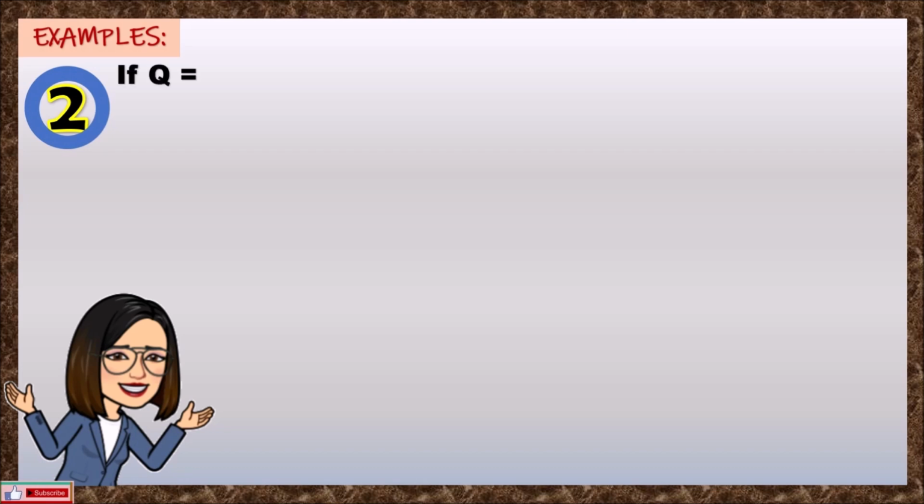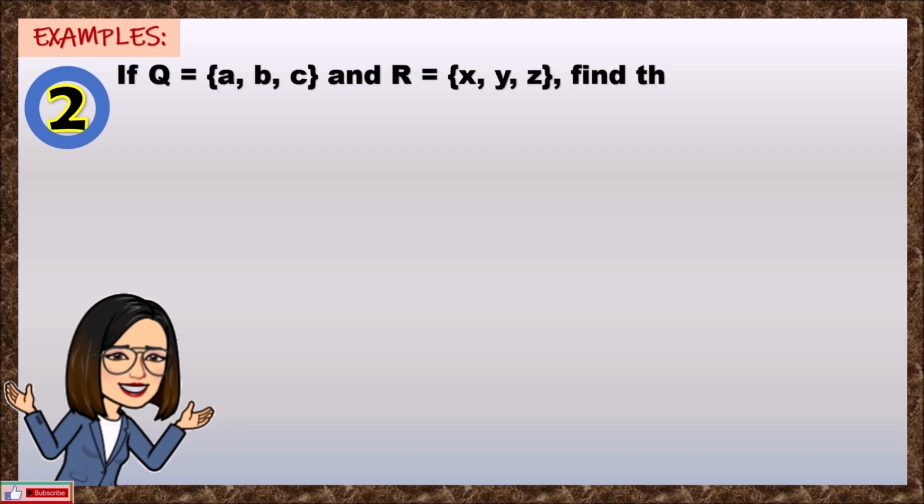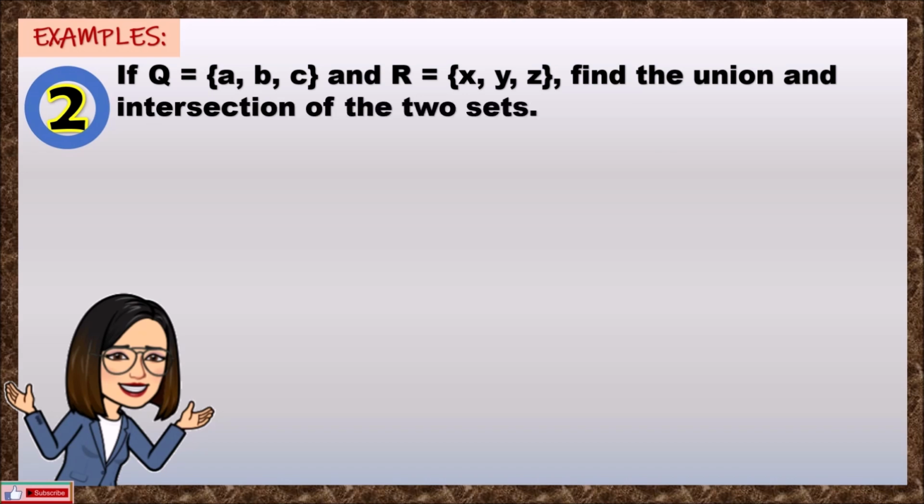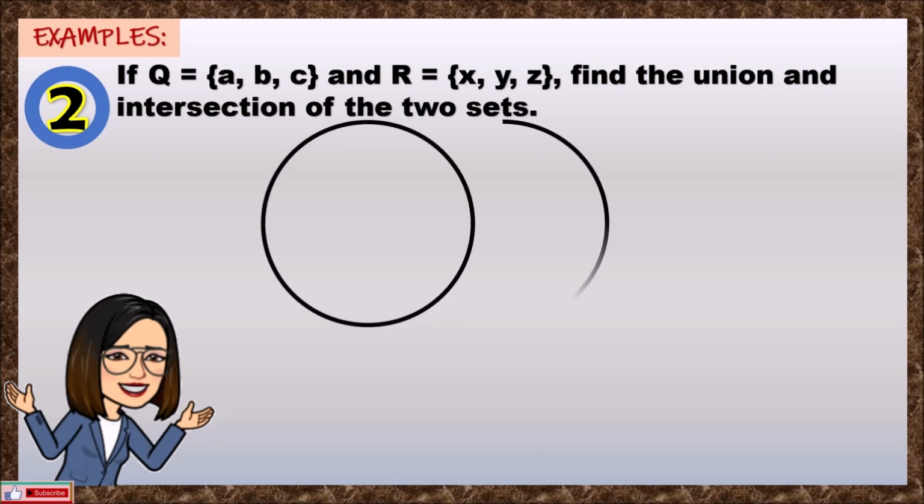Example number 2. If Q is a set whose elements are A, B, C, and R is a set whose elements are X, Y, and Z, find the union and intersection of the two sets. Let's represent again the two sets using circles. Set Q and set R. Do we have common elements? Correct. There's none. The middle portion here is empty.